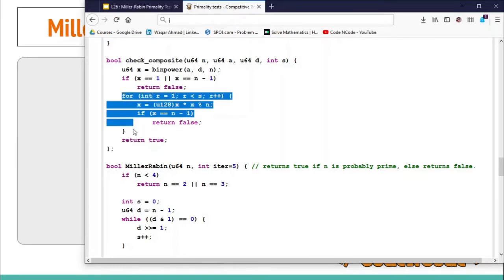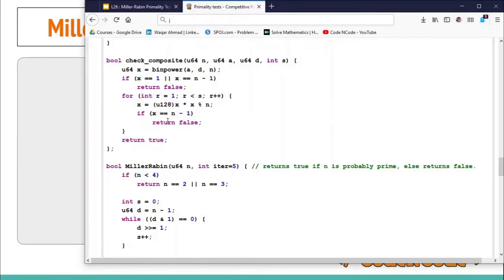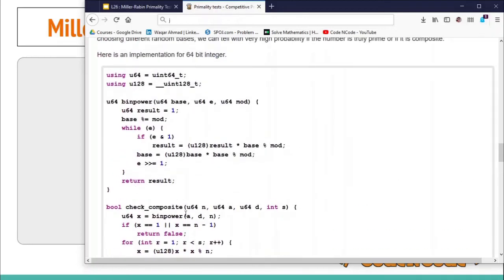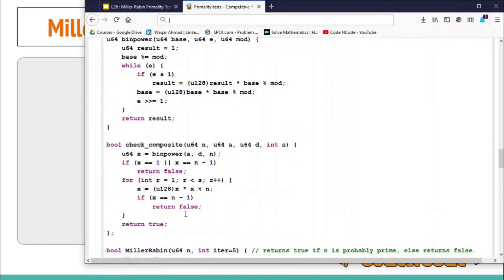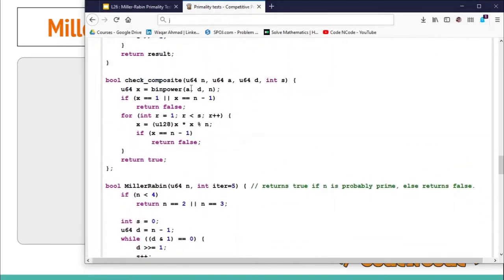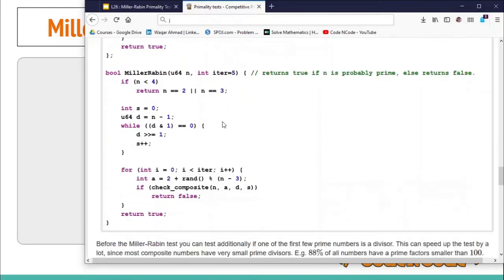If after running all of this none of the factors are divisible by n, we would reach here, which means we return true. If none of the factors are divisible by n, that represents n is actually a composite number, because if n was a prime number, it would have divided at least one of the factors, and that is why at last we are returning true. Bin power you don't need to study, because you might already know it is binary exponentiation to calculate a raised to power d modulo n.